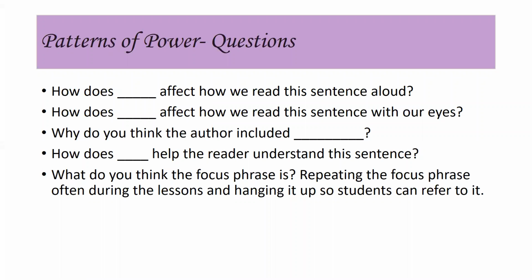Some of the questions you may want to ask your students as you're working through it: How does blank affect how we read the sentence aloud? When we think about punctuation, those things are read aloud and they make a difference. How does blank affect how we read the sentence with our eyes? When we read it with our eyes, capitalization really pops out, right? The quote marks around something are important for both. We want to make sure the kids understand the difference. Why do you think the author included blank? If you're looking at adjectives or adverbs or prepositional phrases, they're included as specific word choices for a reason. That might be a question you ask them. How does blank help the reader understand this sentence?